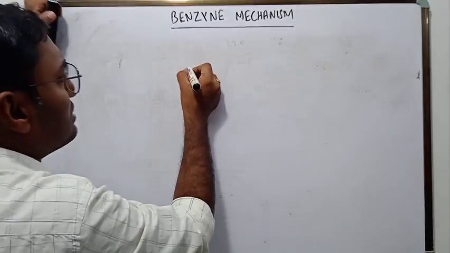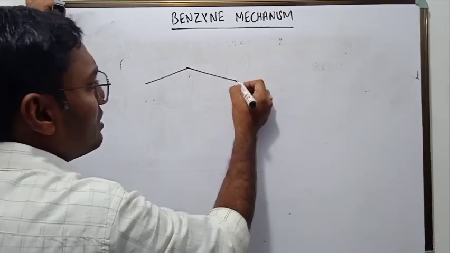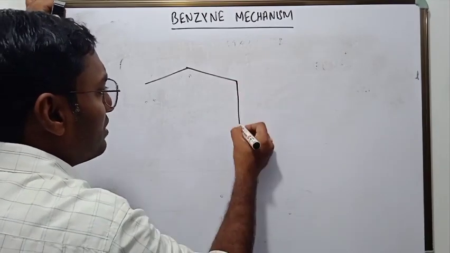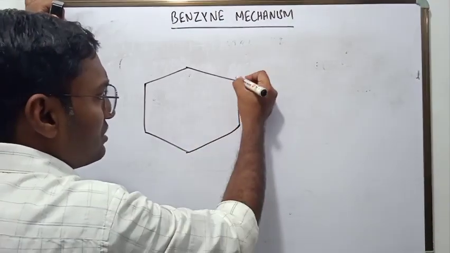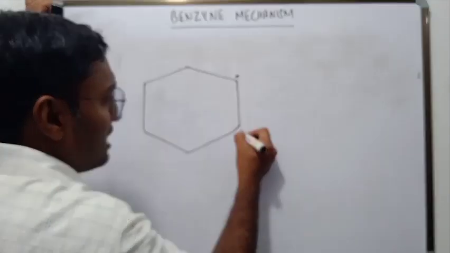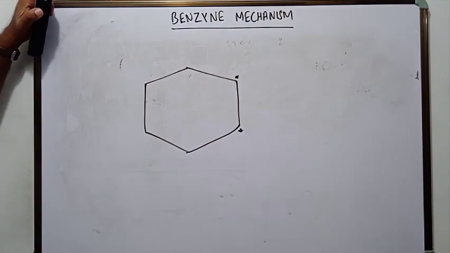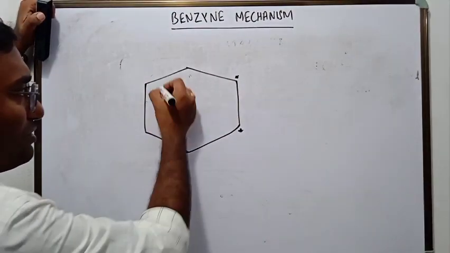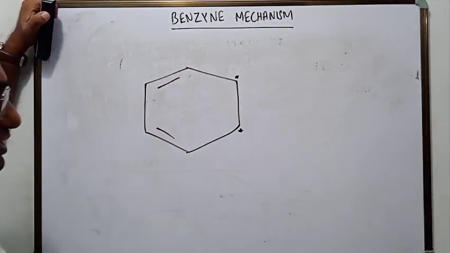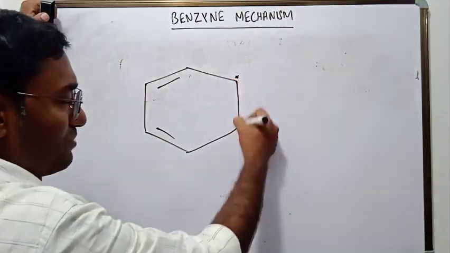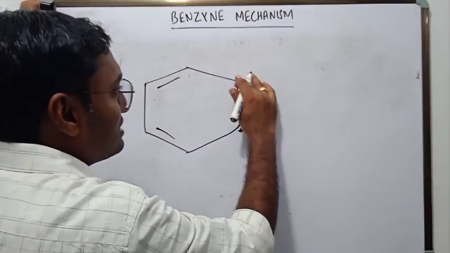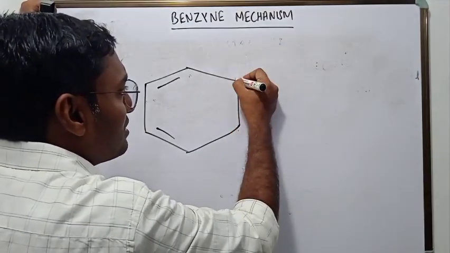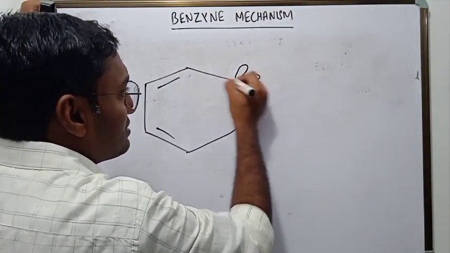So this is the situation. There are 6 carbon atoms. Out of these, only these 2 carbon atoms are sp hybridized. The rest are all sp2 hybridized because there is a double bond. Only these two carbons are sp hybridized. Correct? sp hybridized means there are 2 sp orbitals, as you can see here.